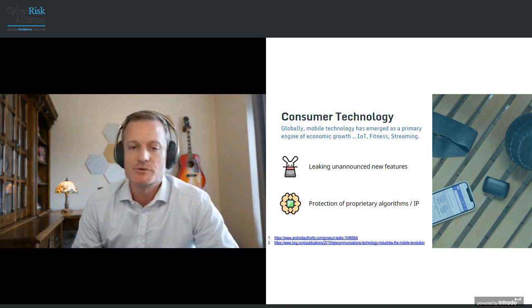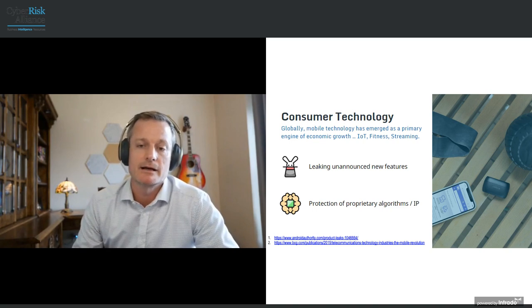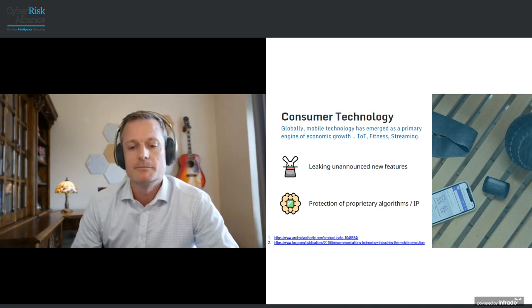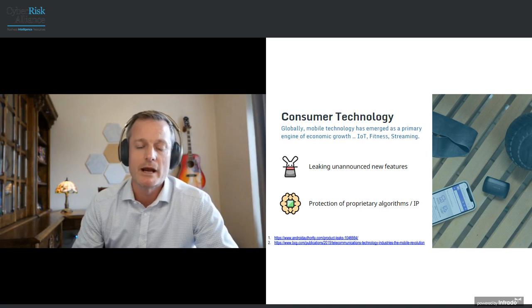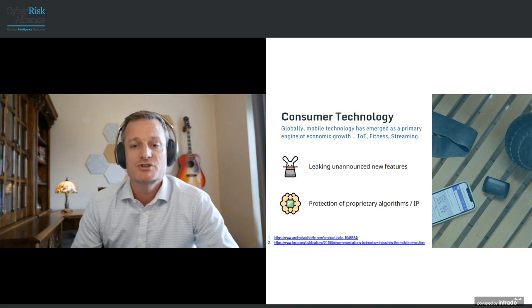The kinds of examples that I think everybody can relate to in consumer technology are things like IoT, where there's mobile interaction with those connected devices; fitness and healthcare, or fitness and wearables in particular, is another aspect of consumer technology; and streaming. If you get your TV subscriptions on your phone or mobile device, that's another key area.